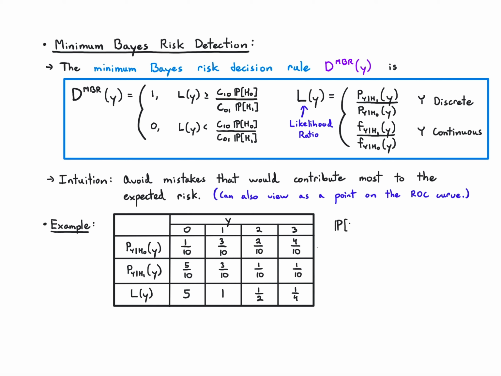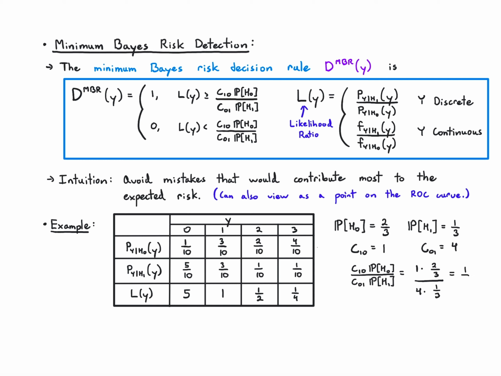Let's come up with the probability of hypothesis. We'll just say that probability of H0 is 2/3, probability of H1 is 1/3. So H0 is more likely than H1, but we'll say that misdetection is 4 times as costly as false alarm. So what we're going to see here then is that this threshold is going to be 1 times 2/3 over 4 times 1/3, and that's going to work out to be 1/2.